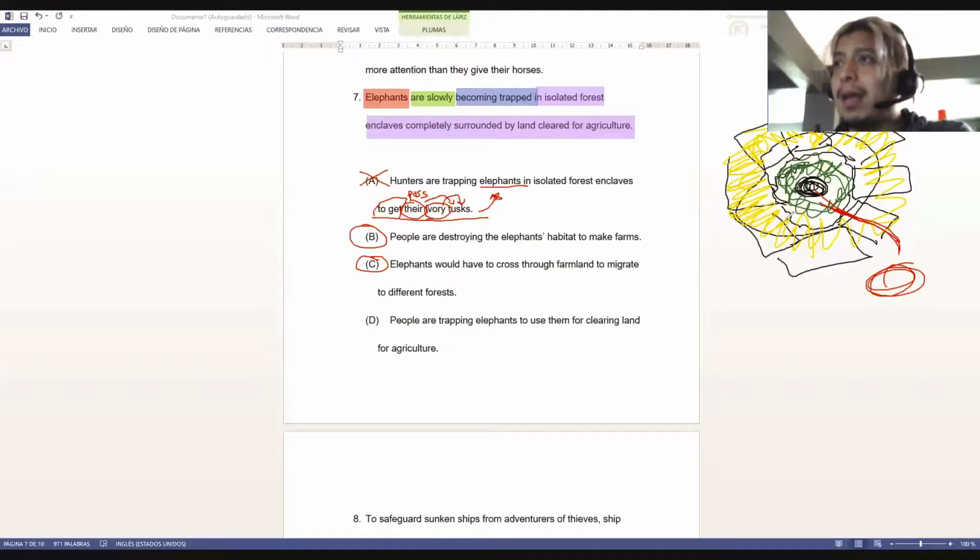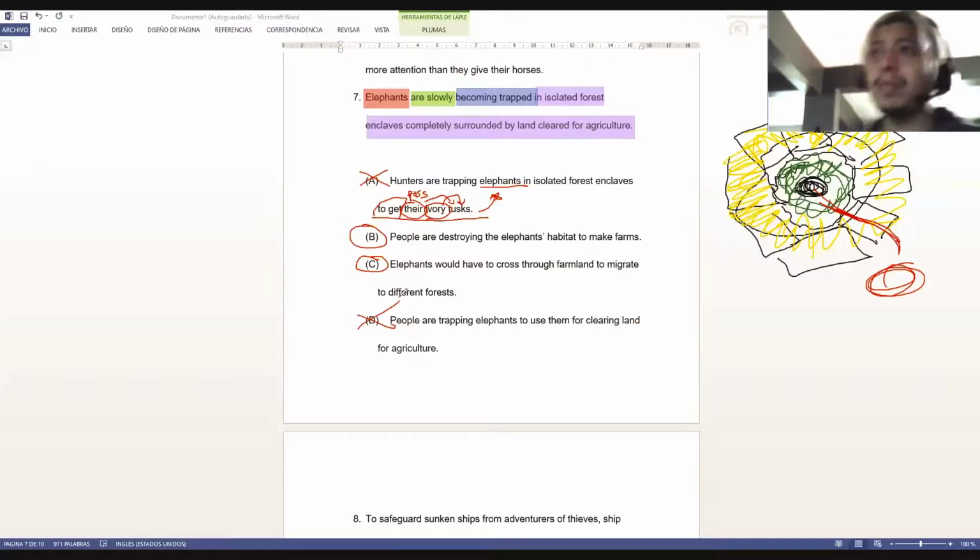People are trapping elephants to use them for clearing land for agriculture. They are trapping them, but I don't think it's intentional. And it doesn't say anything about them using them to clear the land. It says that they are clearing the land for agriculture, but it doesn't say that they are using the elephants to do that. So this is not something that we can infer. Does it make sense? Again, in the sentence, it doesn't say anything about people destroying the habitat, but it's something that we can infer.